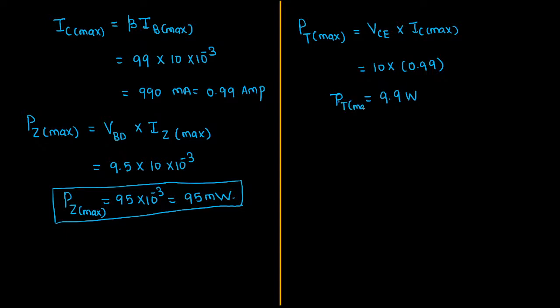Yes, that is the maximum power that is dissipated across the transistor. So the correct answer is 95 milliwatt, 9.9 watt. We got the answer. I hope you all understood this question. Understanding the question is not a big matter. The thing is, you have to learn how to solve this type of question when it is being asked in the examination.